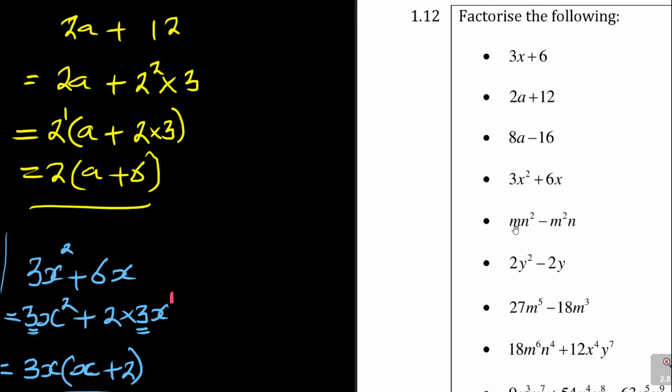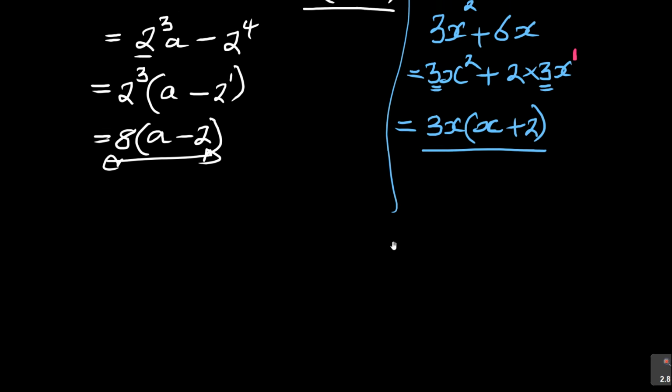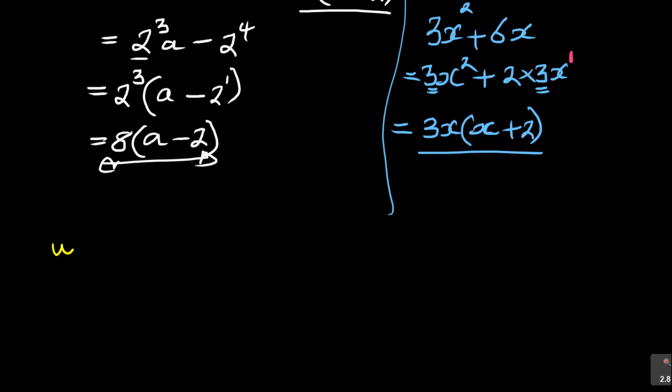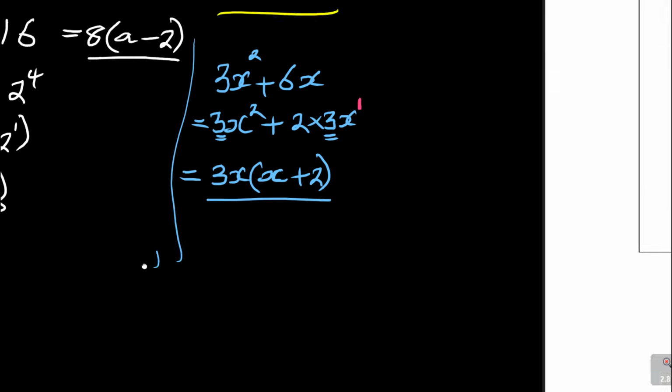Next one, mn squared minus m squared n. Be careful about that one. It says mn squared minus m squared n. Let me just verify that.